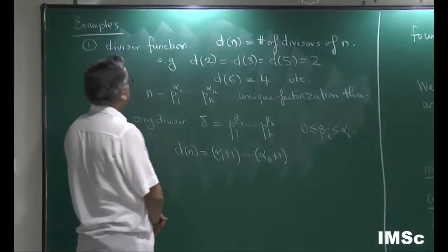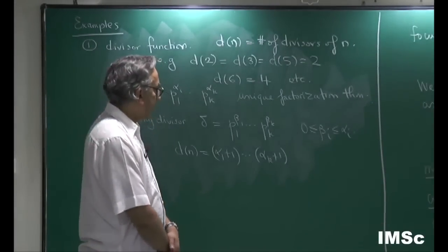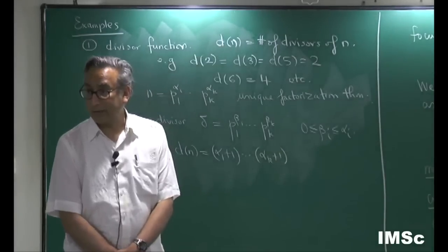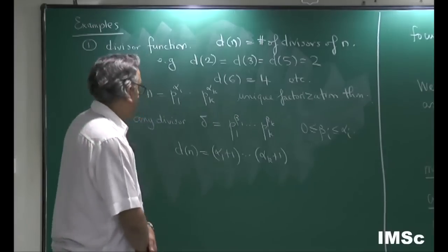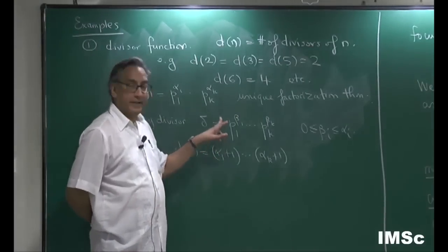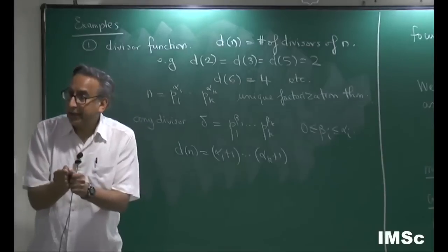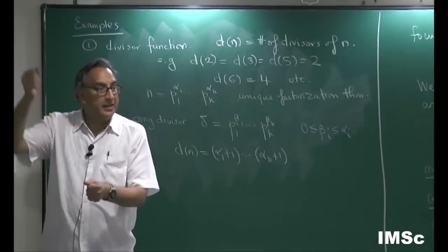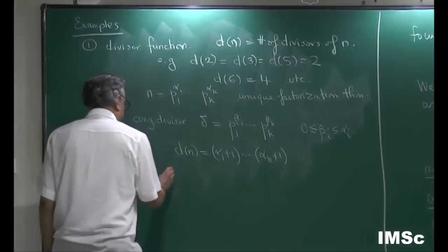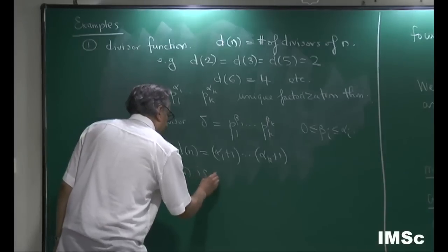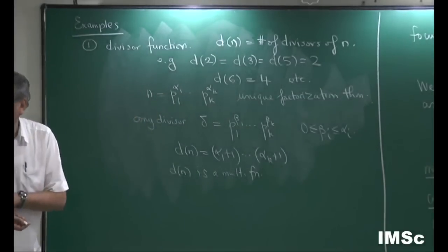So the question is, is this a multiplicative function, a completely multiplicative function, an additive function, or a completely additive function, or none of them? What kind of a function is it? Any guesses? It clearly depends only on the factorization, and if m and n are relatively prime, the divisors of m times n can be obtained by taking a divisor of m and a divisor of n and then clumping them together. They seem to be independent, right? Therefore, it's multiplicative. So d of n is a multiplicative function. Question: is it a completely multiplicative function?